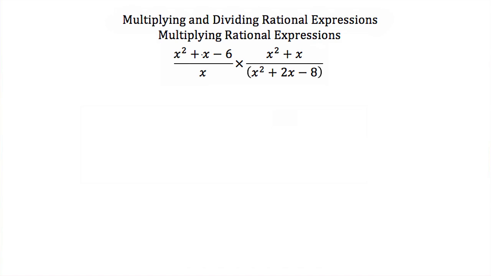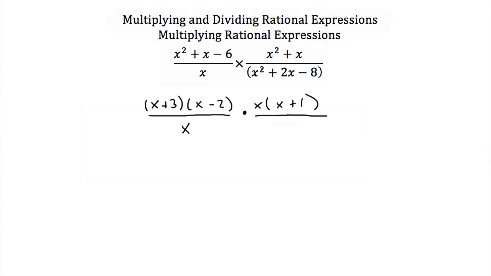So this x squared plus x minus 6, well, that's going to factor into an x plus 3 times an x minus 2. And it's still over x, and we're going to multiply it by this x squared plus x. Well, I can take out a greatest common factor in that numerator of x, and I'll be left with x plus 1. Now my denominator, this x squared plus 2x minus 8, that will factor into an x plus 4 and an x minus 2.